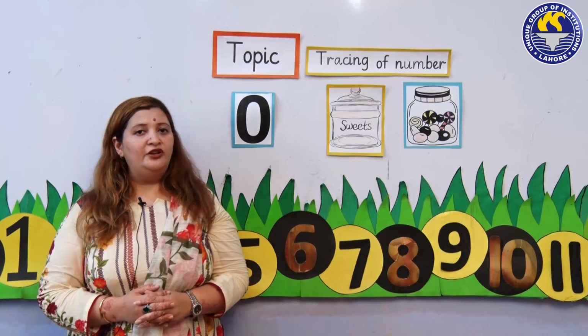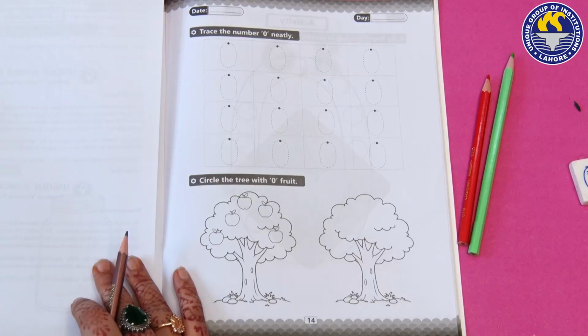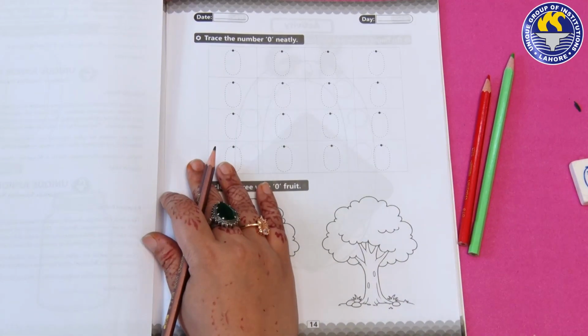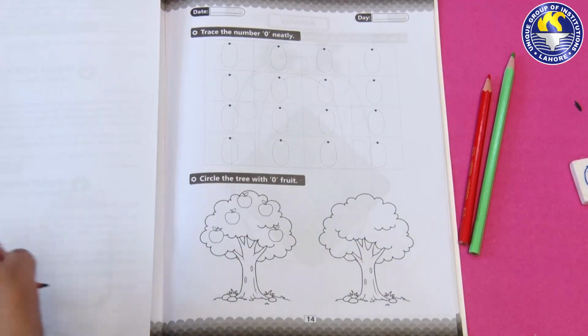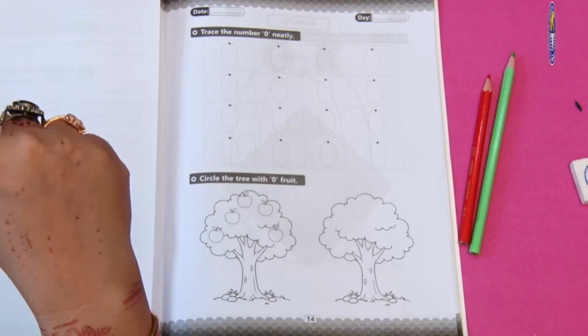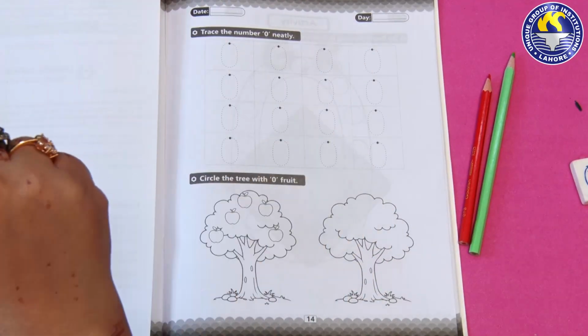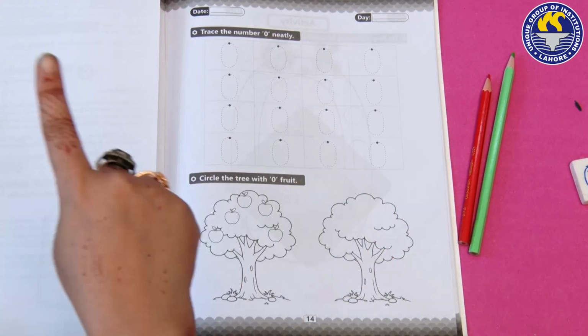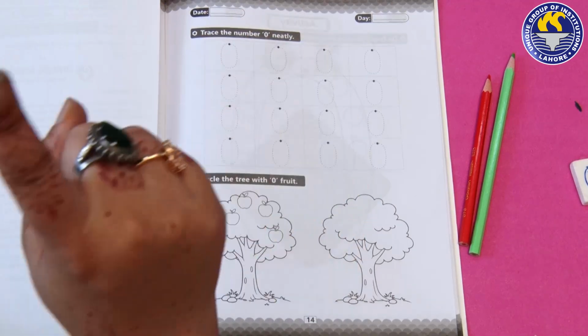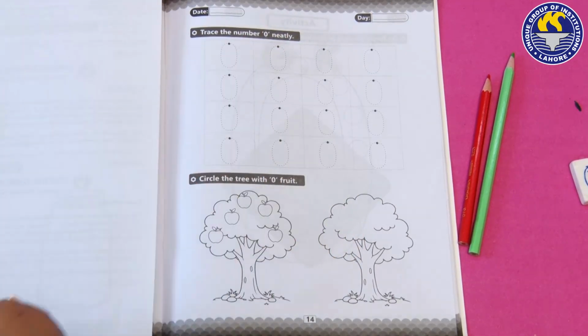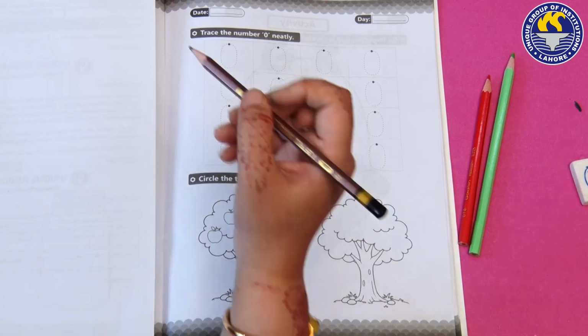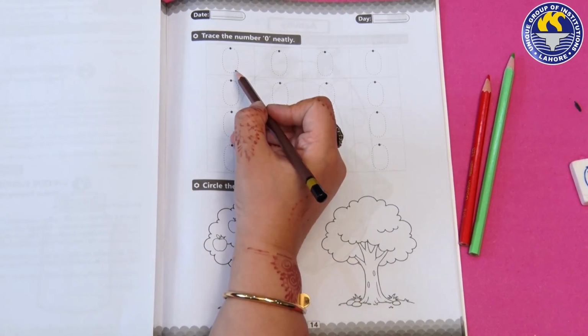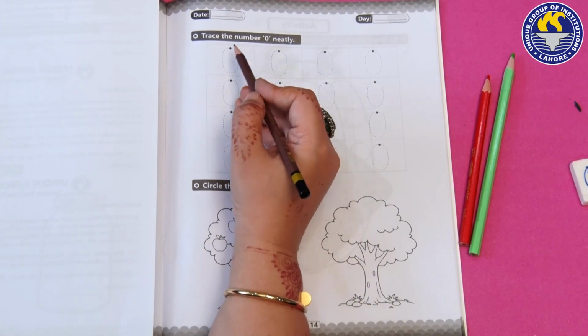It's time to move on to our book. Okay, my lovely learners. This is number 0. Number 0, everyone. Trace in the air. Number 0. Make it with me with your finger. Number 0. Okay. Now we will do tracing of number 0 over here.